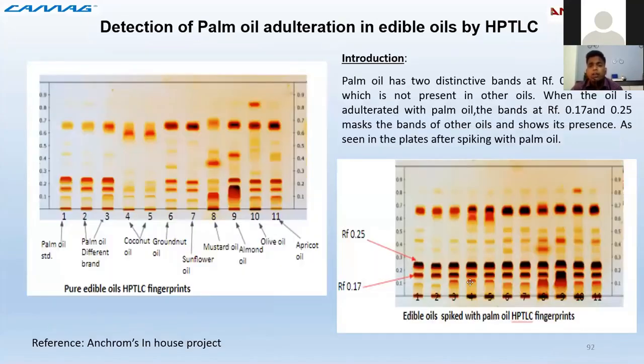Detection of palm oil in edible oil. We all know that palm oil is a little bit cheaper than the edible oils. So sometimes what happens, they add it into those edible oils, and if you want to identify or detect it, you can go by this technique of HPTLC. So this is the example. Palm oil separation was done here. You can see these bands, and there are different oils: coconut, mustard, olive oil. If they show the same pattern, or these bands are present in the oil, then you can say that it is also adulterated with palm oil.